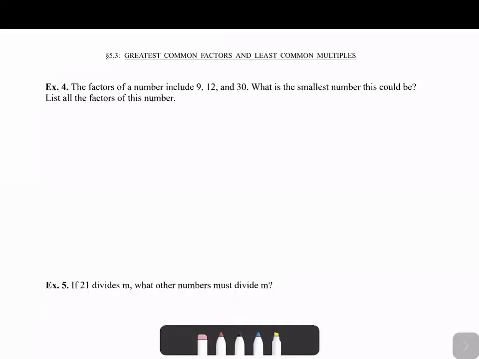Hi everyone, this is the last video for section 5.3 and the last video for chapter 5, where we're just going to do a few more examples of GCF and LCM.